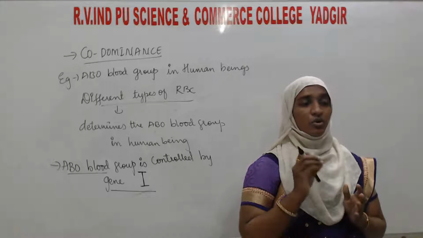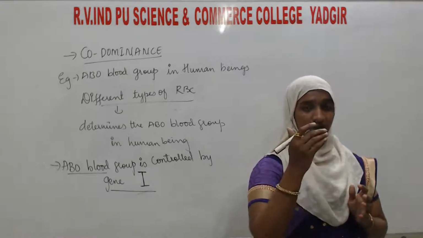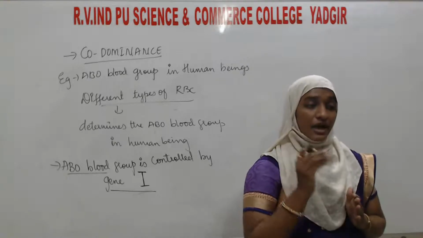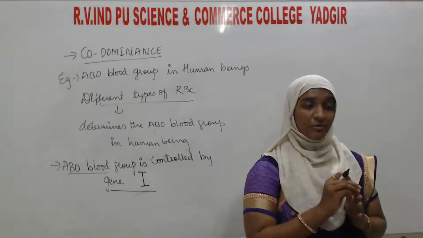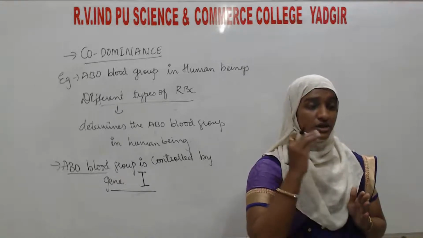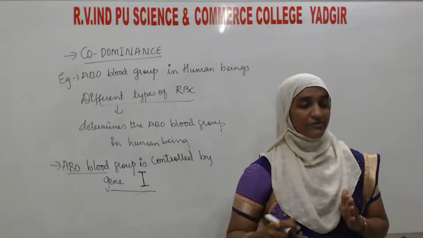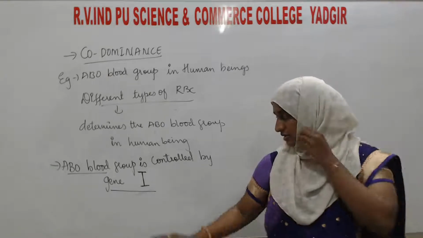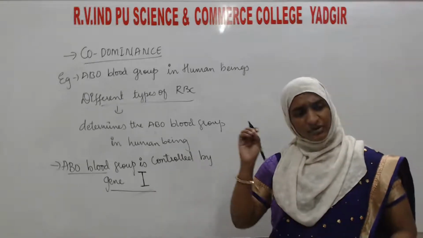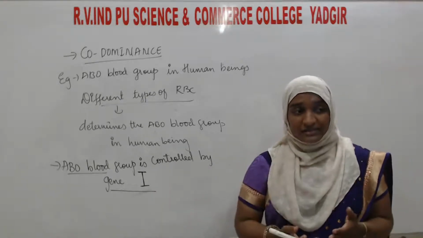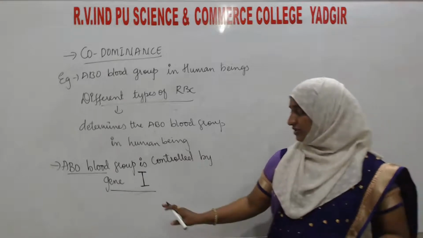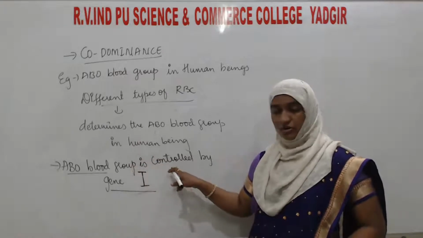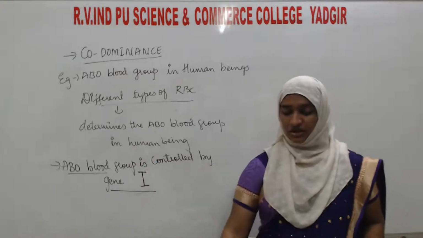Okay, so who is responsible for the different types of blood group? It is the RBC. How the RBC is going to determine or control the A, B and O blood group means that it is by one gene, and that gene is known as the gene I. It is one gene, but here for better understanding we are representing it with I. So the ABO blood group is controlled by which gene? That is the gene I.